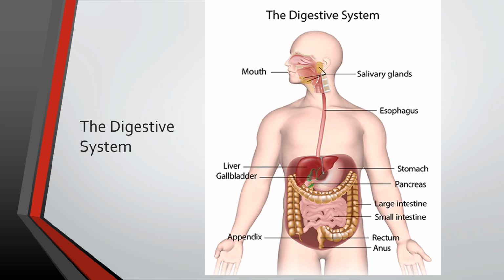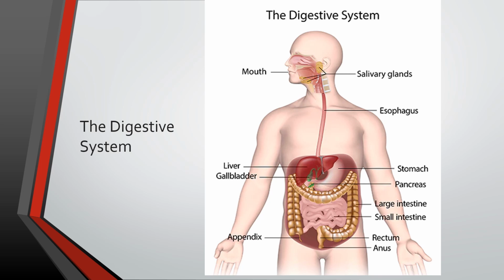Now let's come to the appendix. The appendix is a small finger-like thing. It helps in digestion in the digestive system. Then let's come to the rectum. The food comes to the rectum and then the anus, and then the food is excreted. It means food gets out from here.